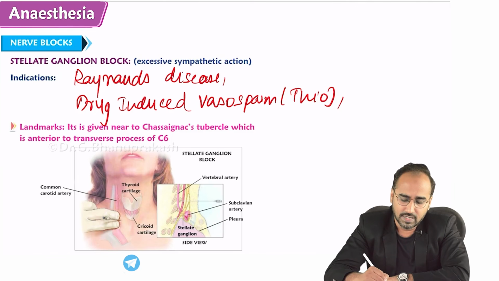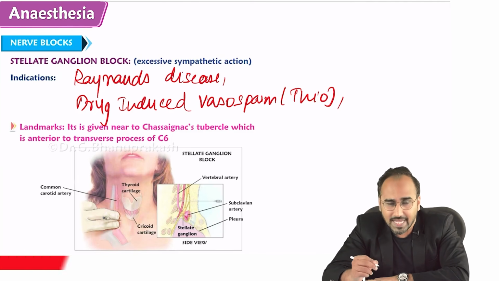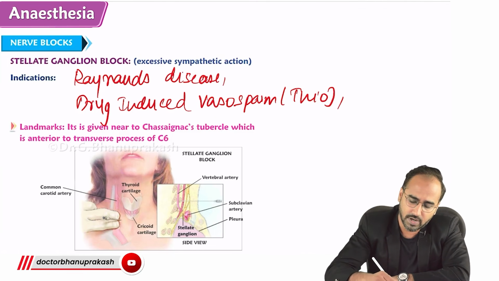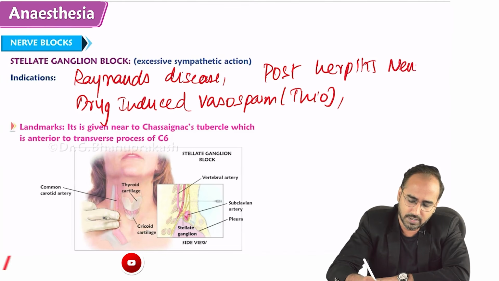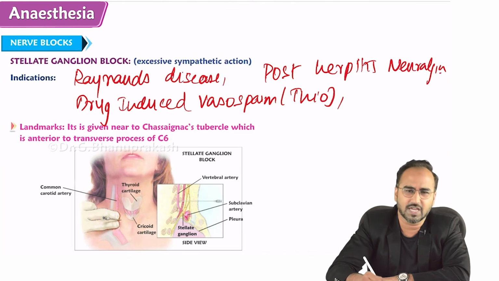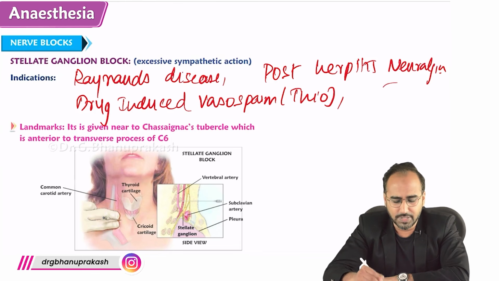Apart from that, what is the other indication of stellate ganglion block? Stellate ganglion block can also be used for post-herpetic neuralgia. If the patient is having post-herpetic neuralgia, severe pain after developing herpes zoster ophthalmicus, then you can give stellate ganglion block.